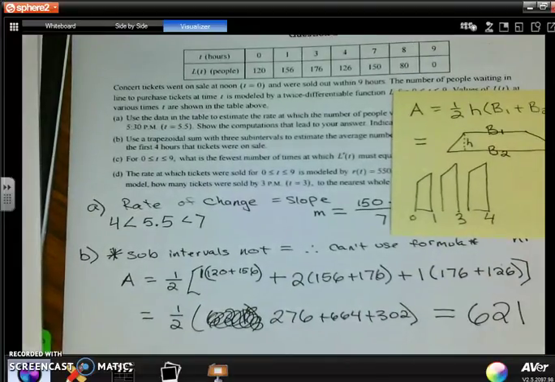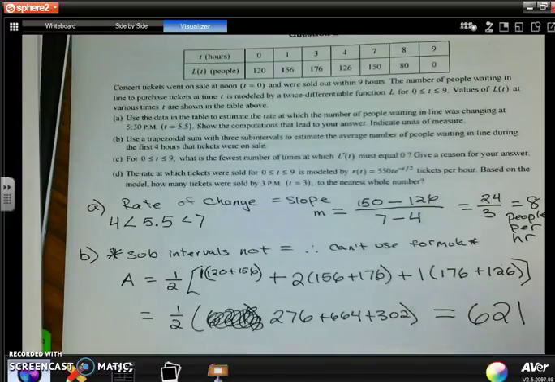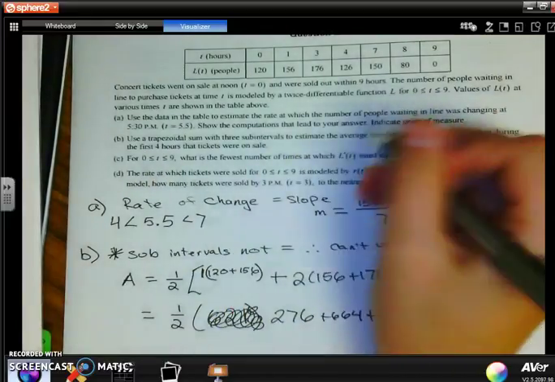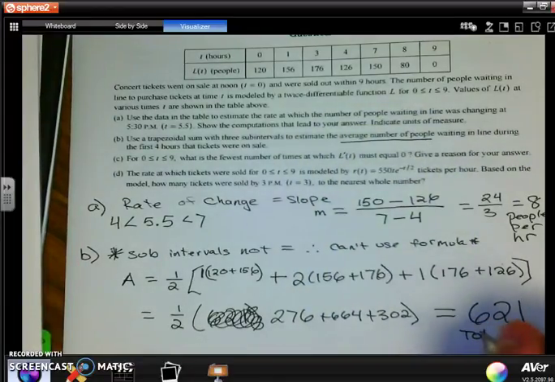Now, what's really tricky here is that that 621 actually isn't your answer. If you think about what we just solved for, what we solved for was the total people over 4 hours. So go back to the question. Did you answer the question asked? The question says to estimate the average number of people. This is the total people over 4 hours.